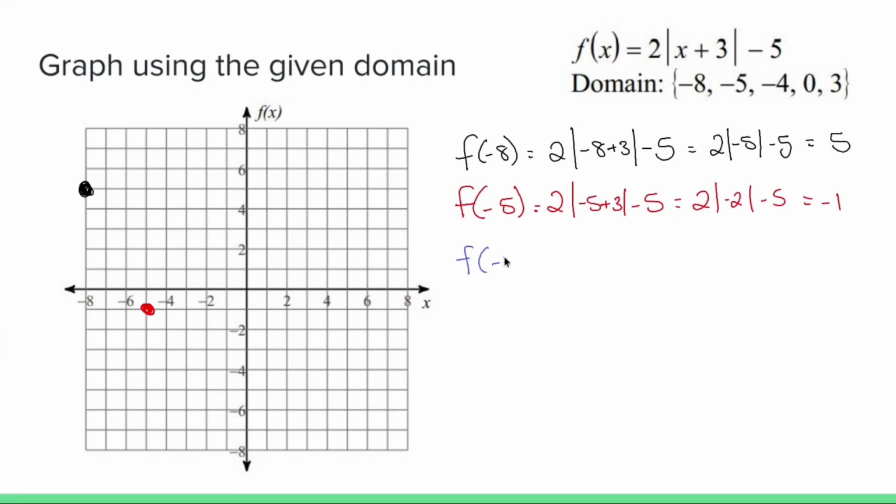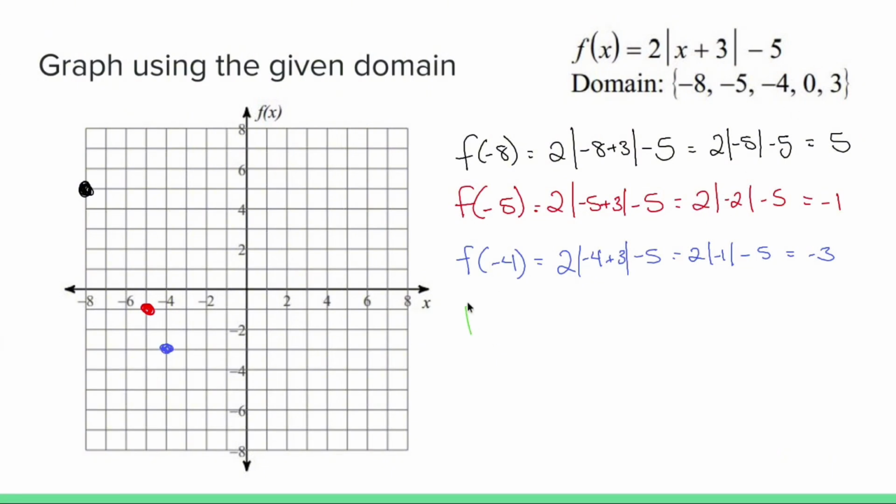F of negative 4 is going to be 2 times the absolute value of negative 4 plus 3, minus 5. The absolute value of negative 4 plus 3 is going to be the absolute value of negative 1. So the absolute value of negative 1 is positive 1. 2 times 1 is 2, and 2 minus 5 is negative 3. So that gets us the point negative 4, negative 3.